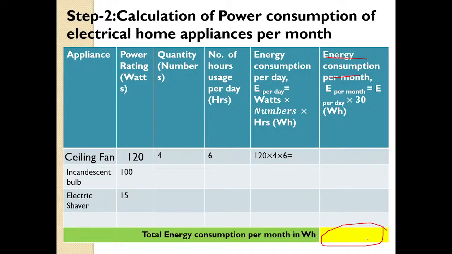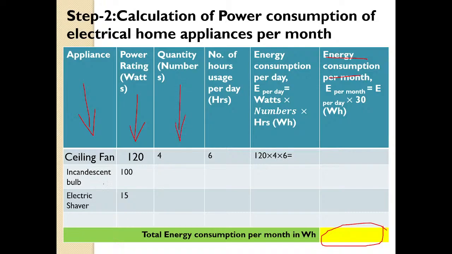I have not written anything there, because I am not calculating anything here. You can do it. In the first column, write down all the apparatus that are available in your house, and beside that, write down the power rating of all the apparatus.